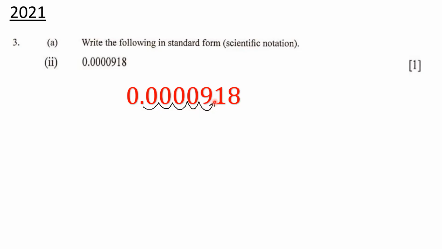We move it over 5 times. And so that means we have 9.8. Now, because we move it over 5 times, we have it to the power of 5. But because we move it over 5 times to the right, it's going to be negative 5. So we have 9.18 times 10 to the power of negative 5.